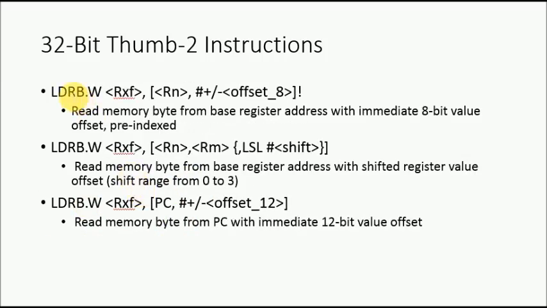LDRB.W Rxf, Rn, comma hash offset 8. So indexed is used here, that is pre-indexed. So here we have to use a pre-indexing method, and the data from the memory will be loaded into the Rxf. So here also only one byte is transferred from the memory to the register Rxf.